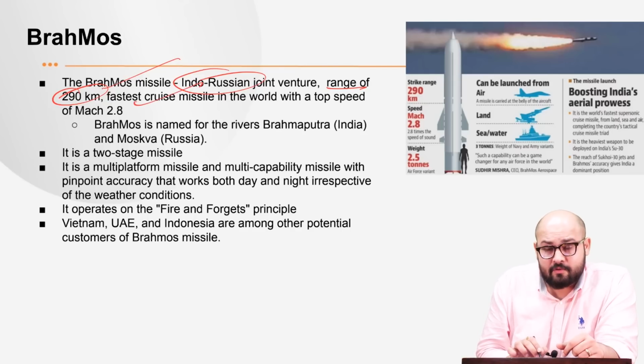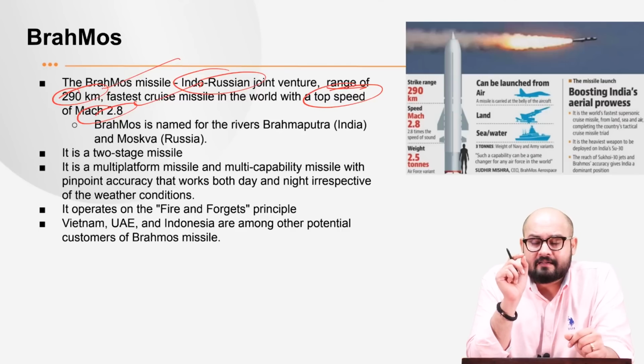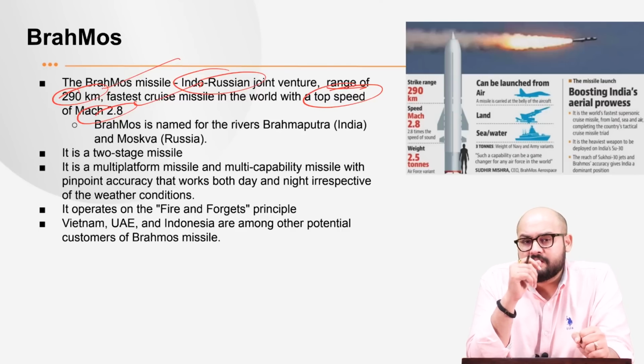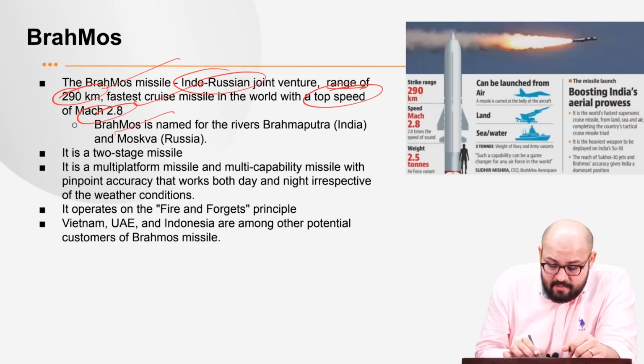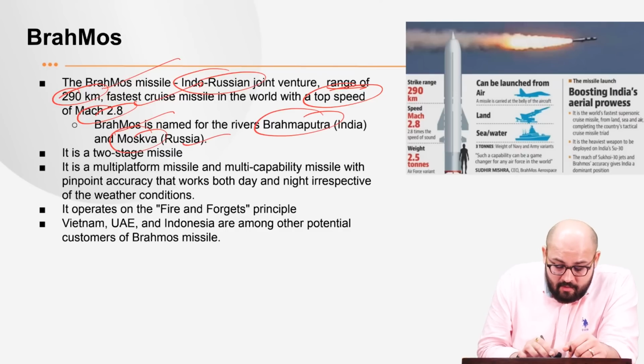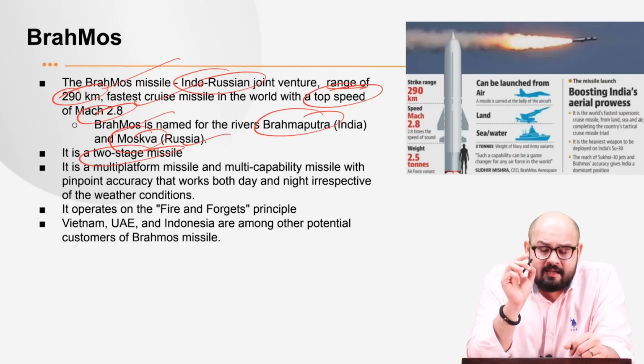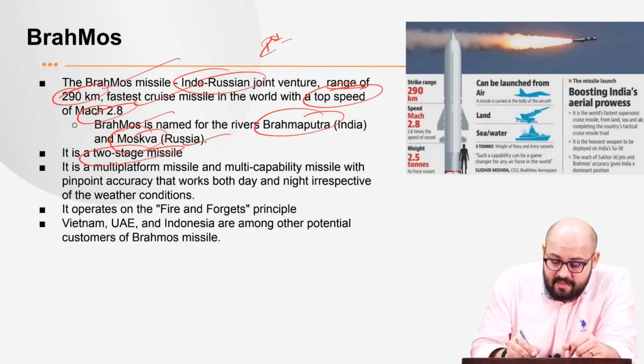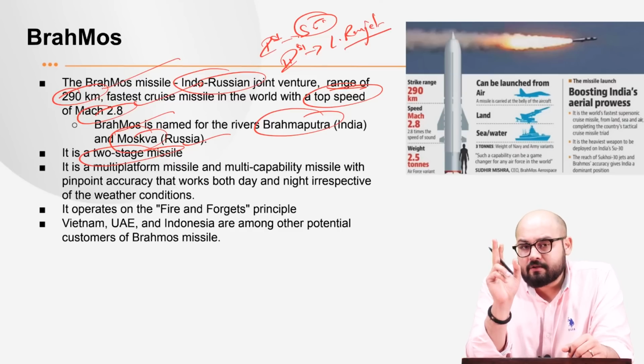Now, it's the fastest cruise missile in the world with a top speed of around 3 Mach. That is, more than 3 times the speed of sound. BrahMos is named for the rivers Brahmaputra in India and Moskva in Russia. Now, it is a 2-stage missile. That is, the first stage is solid propellant, and the second stage is a liquid ramjet. Right, so just remember that it is a 2-stage cruise missile.